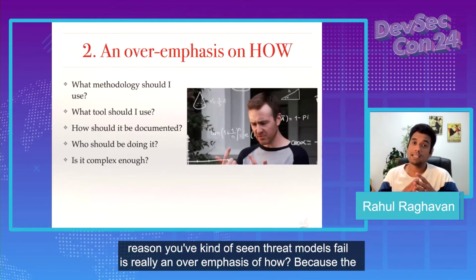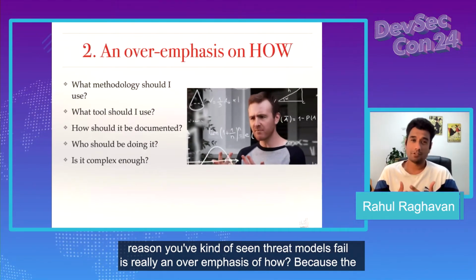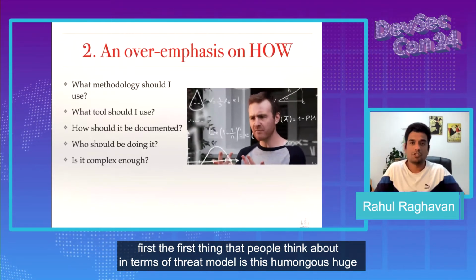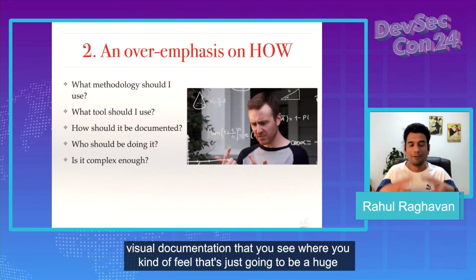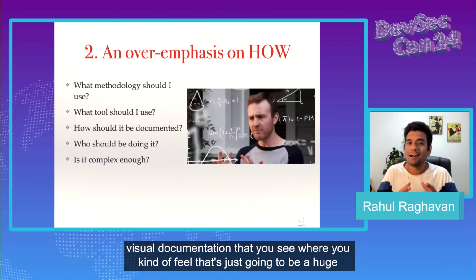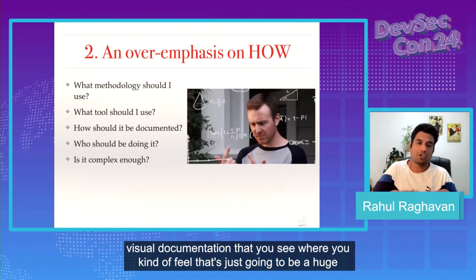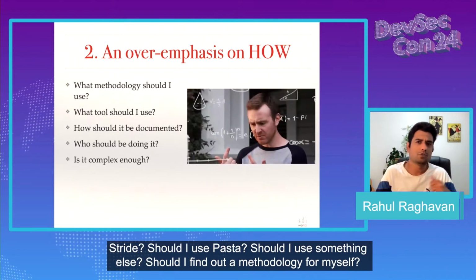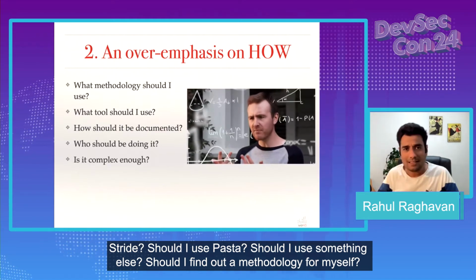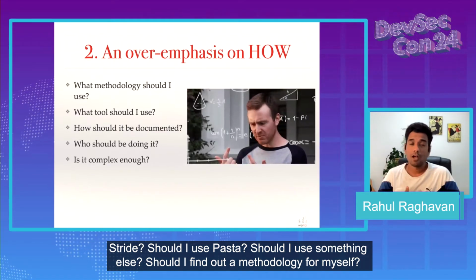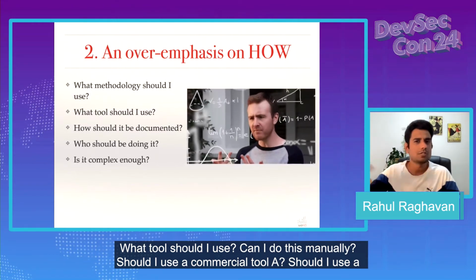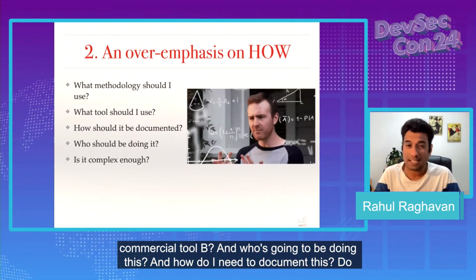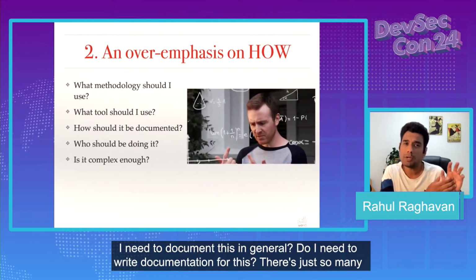And the second reason we've seen threat models fail is an overemphasis on how. Because the first thing people think about in terms of threat modeling is this humongous, huge visual documentation, where you feel that it's just going to be a huge behemoth to even get over with, right? What is the methodology that I should be using? Should I use STRIDE? Should I use PASTA? Should I use something else? Should I find a methodology for myself? What tool should I use? Can I do this manually? Should I use commercial tool A? Should I use commercial tool B? And who's going to be doing this? And how do I need to document this? Do I need to document this in Jira? Do I need to write documentation for this?